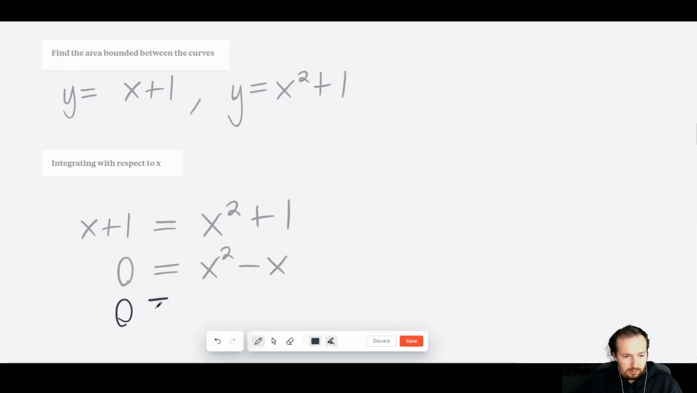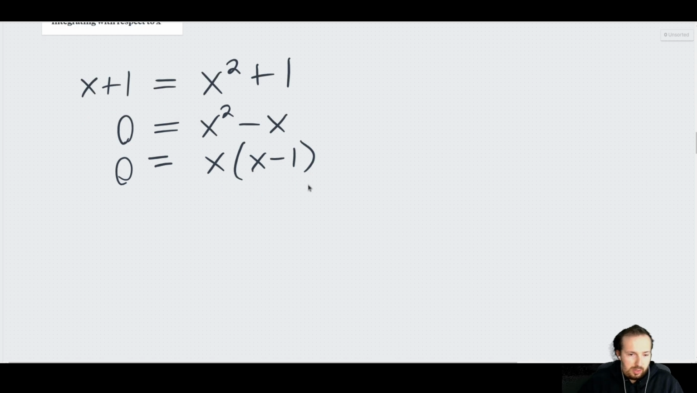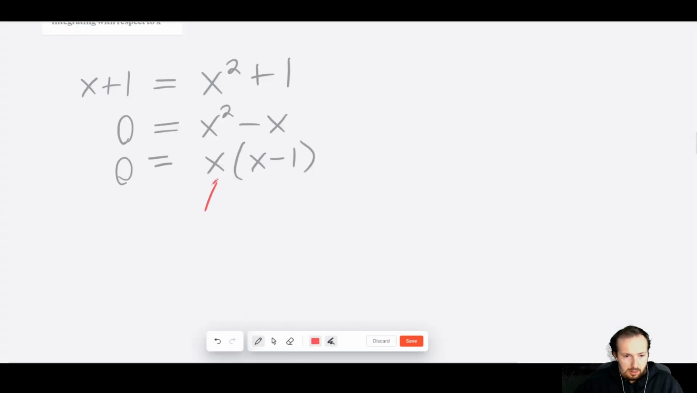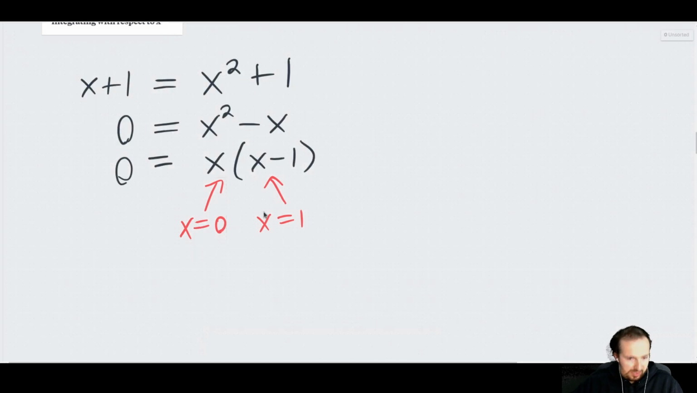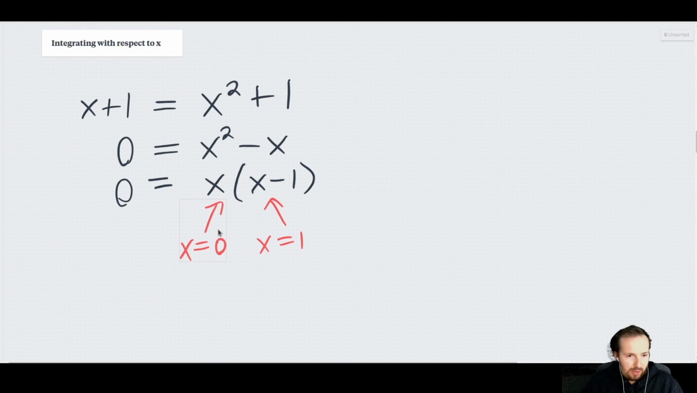And then if I solve this quadratic, so to speak, I factor out an x and get 0 equals x times x minus 1. So what does this mean? This means that the zeros are x equals 0 and x equals 1. So there you go. At x equals 0 and at x equals 1, those are the intersection points. So that's half of the battle.